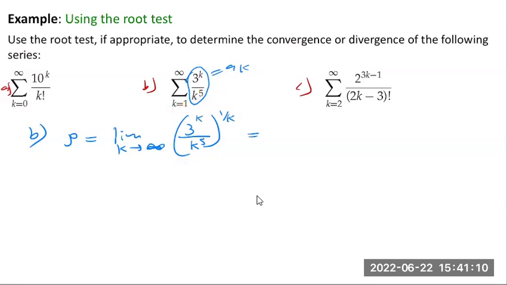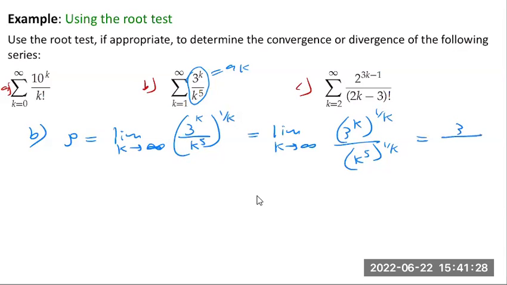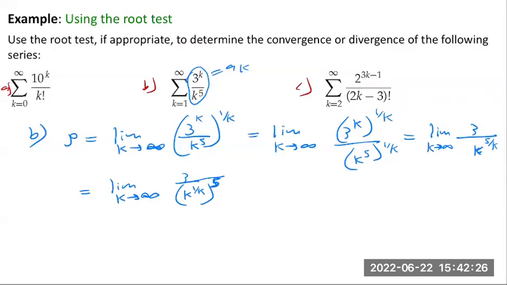Now, applying the power to the top and bottom separately, we get the limit as k goes to infinity of (3^k) to the power 1 over k, divided by (k^5) to the power 1 over k. This simplifies to 3 in the top, because if you multiply k by 1 over k, it is just 1, and 3 to the power 1 is just 3. This is divided by k to the power 5 over k. By the way, I'm forgetting the limit here, so let me put the limit.